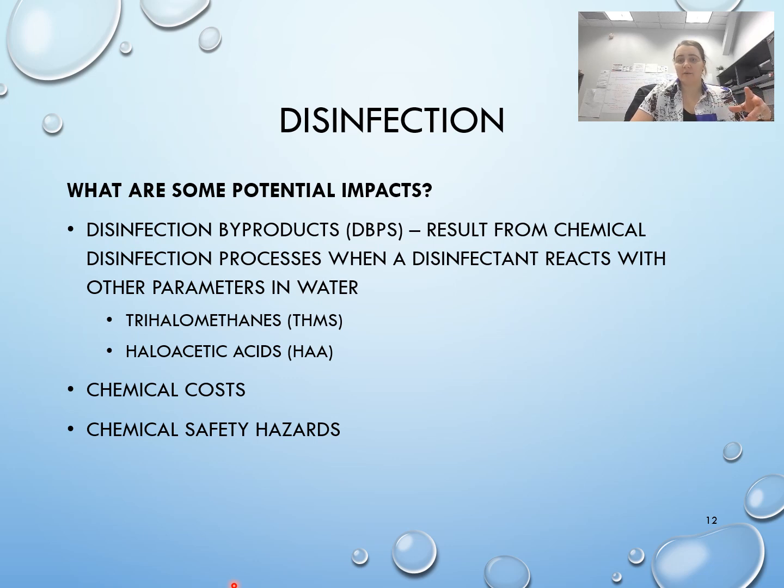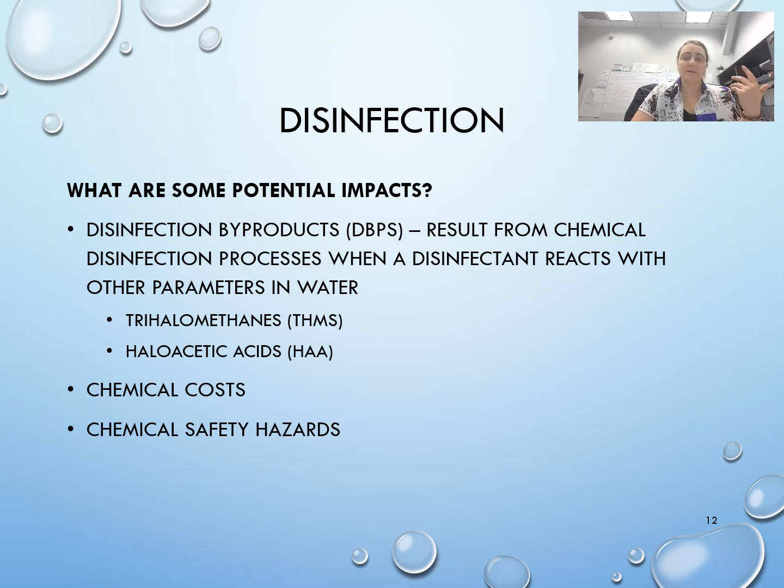So we have to be careful with the dosing that we have in the system, and we have to remove all of our natural organic matter and our particulates ahead of disinfection. These trihalomethanes and haloacetic acids are formed when natural organic matter reacts with chlorine. So we have to have good filtration and sedimentation ahead of disinfection to avoid these.